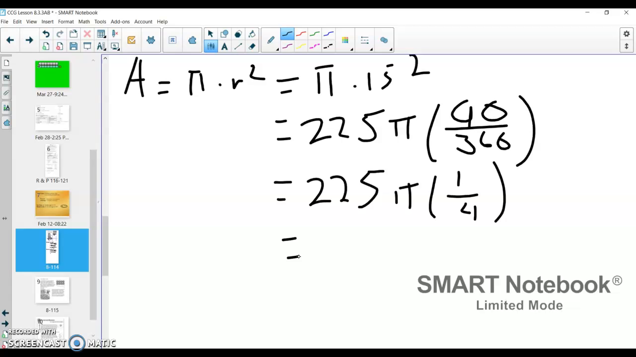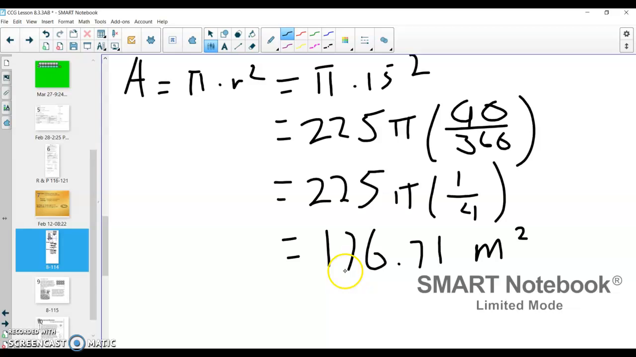Sorry, let me get my calculator up. 225 pi, and we get that portion right there is 176.71 meters squared.